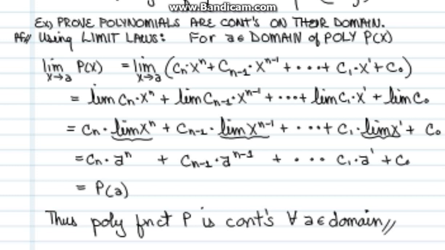Remember, what it takes to show that a function is continuous means to show that the limit as x approaches that number of the polynomial is the same as the y partner of x equals that a in the function.